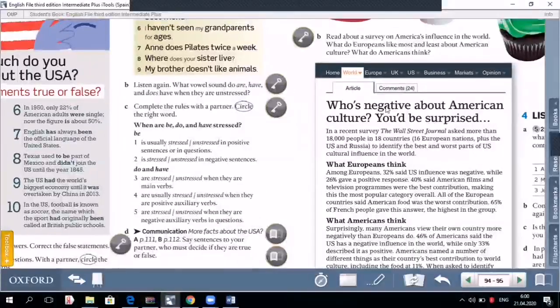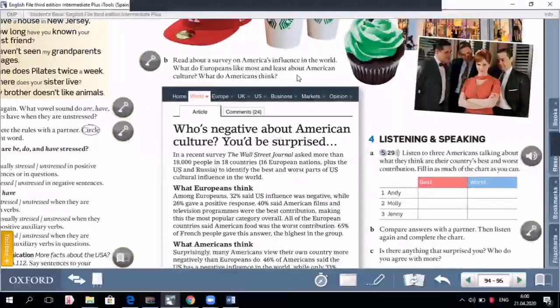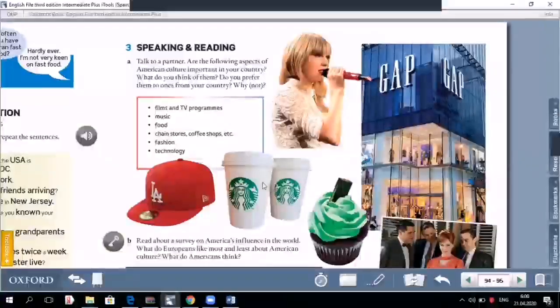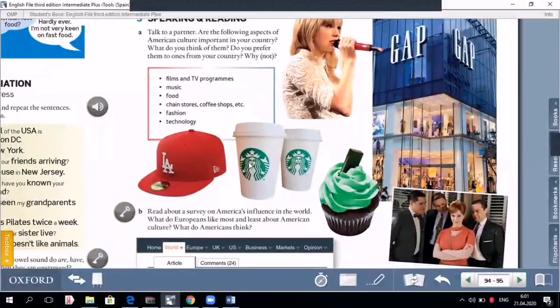So our topic for today is America. You see here several pictures. For speaking and reading, we have the following aspects. How are the following aspects of American culture important in your country? What do you think of them? Do you prefer them to ones from your country? Why or why not? Films and programs, music, food, chain stores, coffee shops, etc.